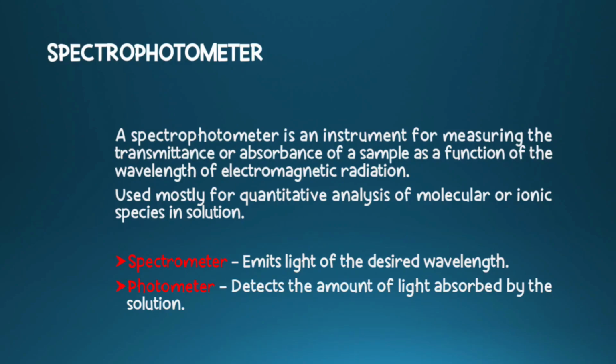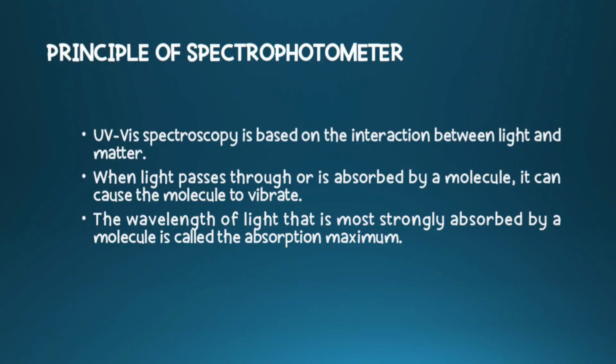This spectrophotometer generally consists of two different devices. One is a spectrometer and another one is a photometer. The spectrometer is used to emit light of the desired wavelength, and the photometer is used to detect the amount of light absorbed by the solution.